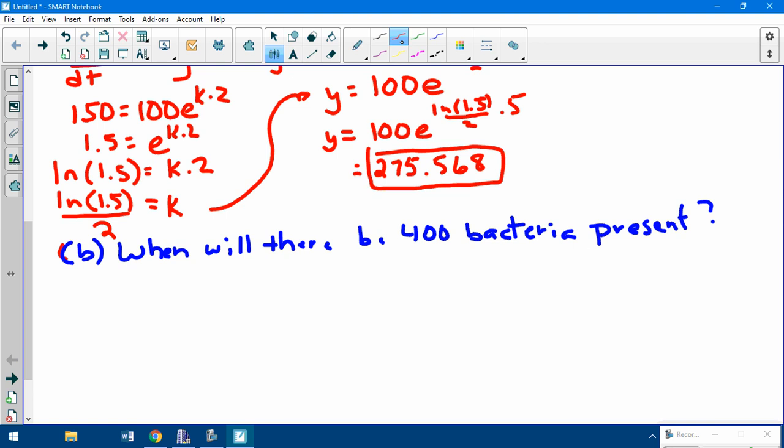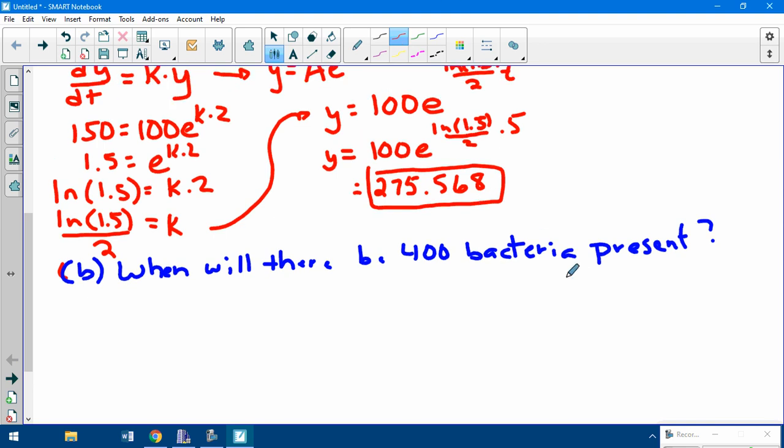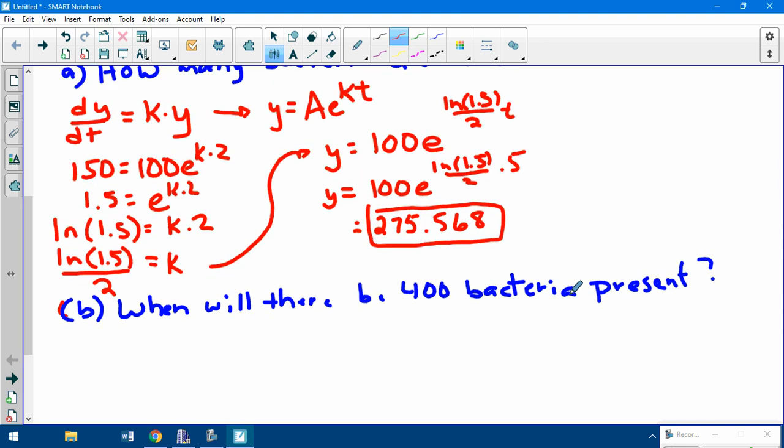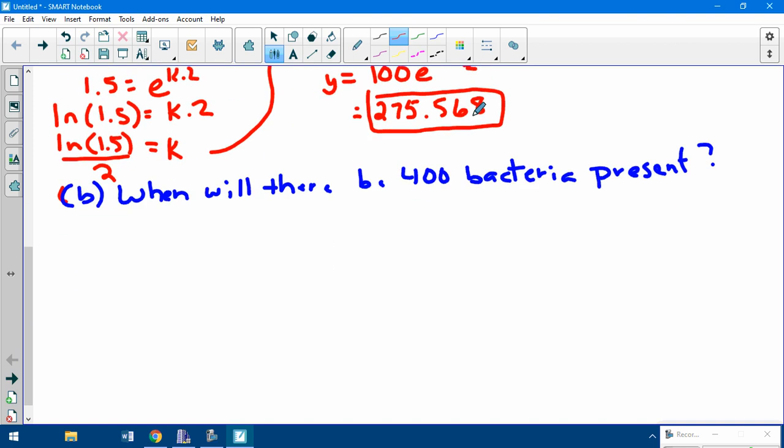Okay, really another pre-calc question. If you want to try to solve it on your own, pause it again and press play when you're ready to see if you've got the right answer. If you're ready to see the answer, here we go. I'm going to start from this formula that we developed with the k value that we got and just plug 400 in for y. So it'll look like 400 equals 100 e to the (ln of 1.5 over 2) t.